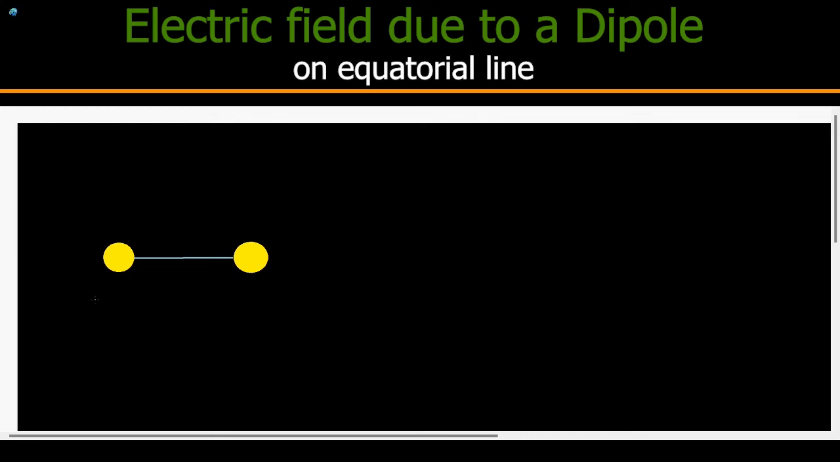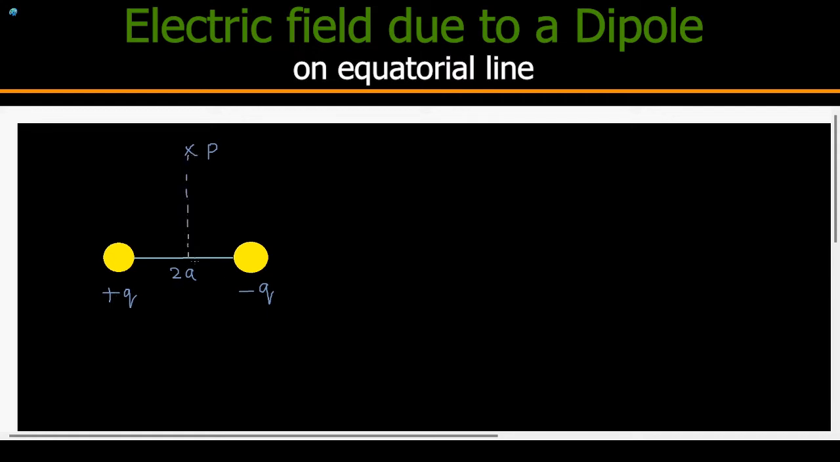We know an electric dipole is two charges of equal magnitude separated by a short distance. So we have a plus q charge and a minus q charge separated by a short distance. Let us take the distance as 2a. So now we are considering a point on the equatorial line, say P, and we are going to find the electric field due to the dipole at point P.